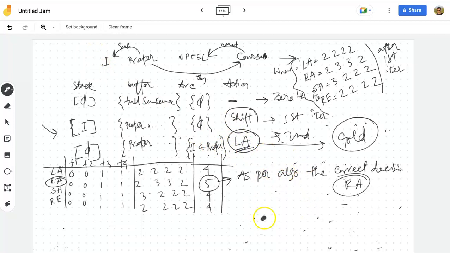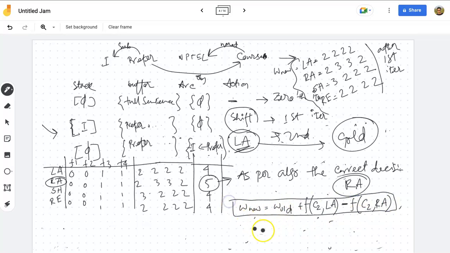Again, what will be the new weight? So the new weight will be old weight plus feature of configuration 2, left arc, because the left arc is the correct thing, minus feature of configuration 2, right arc. So this will be your answer after iteration 2. So just calculate, same thing. It is not very difficult.